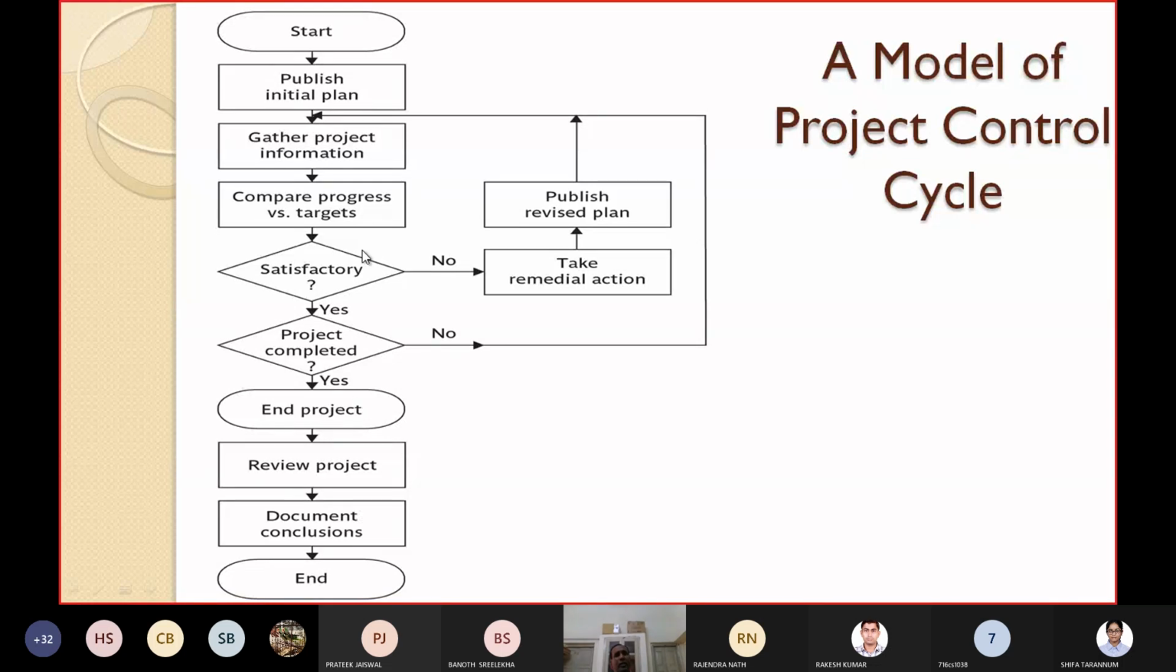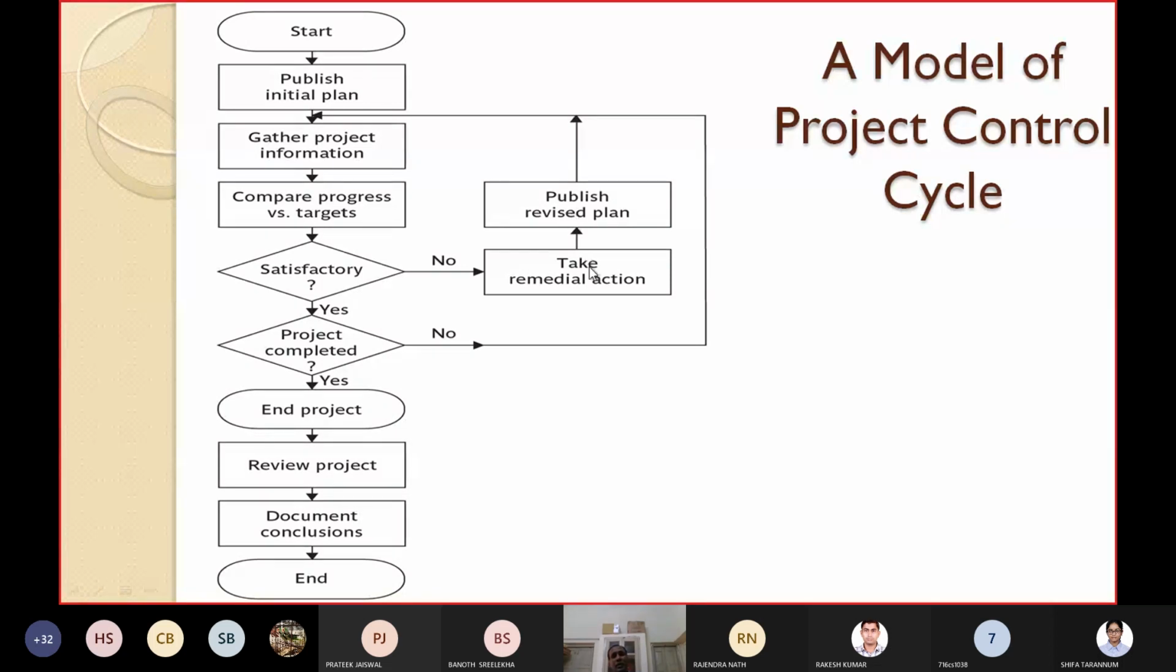But while you are comparing the actual progress versus the targets or the plans, if it is not satisfactory, what you have to do? You have to take remedial action. Several remedial actions I have already told you. Bring staff from non-critical activities to the critical activities, you can transfer them. Second alternative, you can hire more manpower. Third alternative, you can tell your existing people to do overtime. So take the appropriate remedial actions.